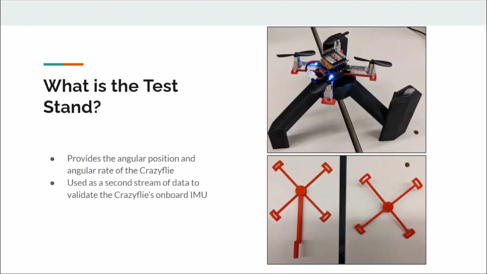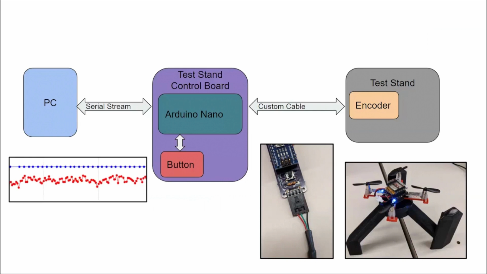quadcopter. The test stand provides data about the angular position and angular rate of the Crazyflie, and it can be positioned to either measure in the yaw direction or the roll or pitch. It's used as a second stream of data to validate the Crazyflie's onboard IMU data and validate that it is performing as expected. Here's a high-level overview of the test stand system.